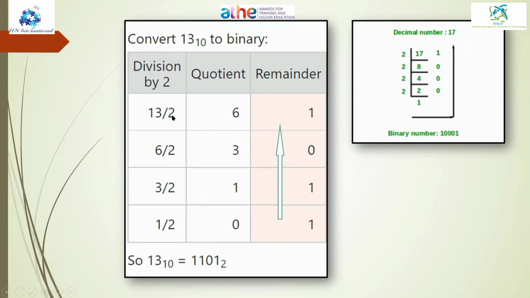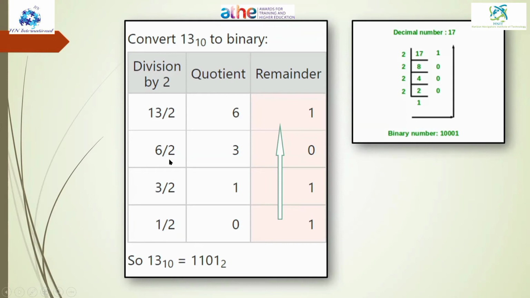So we just divided 13 by 2, and we get the quotient 6 here, and remainders are very important here because these will be included in the final answer. If we divide 13 by 2, the quotient is 6 and the remainder is 1.